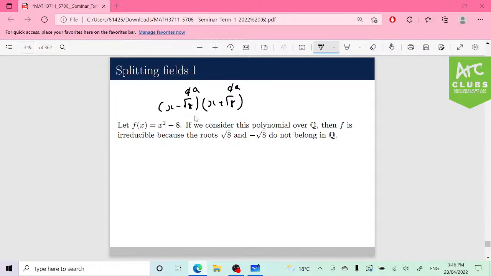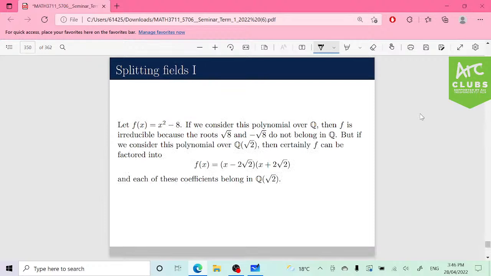So we can't write it as a product of linear factors. So as a result, this has to be irreducible over the rationals. But if we look at an extension field instead, if we look at this polynomial over Q adjoin square root of 2, then certainly we can factor this into x minus 2 root 2 and x plus 2 root 2.